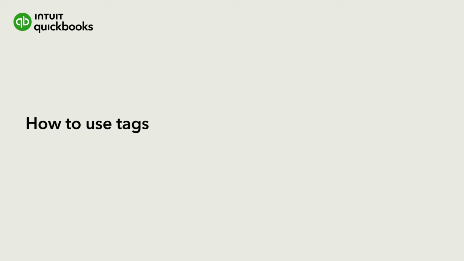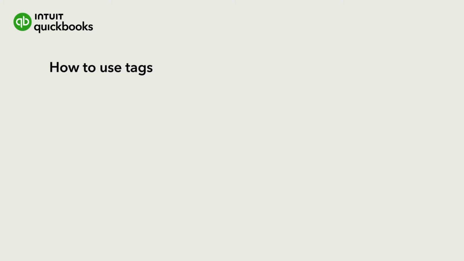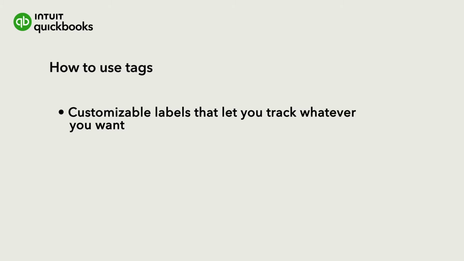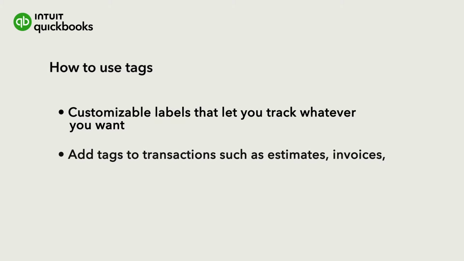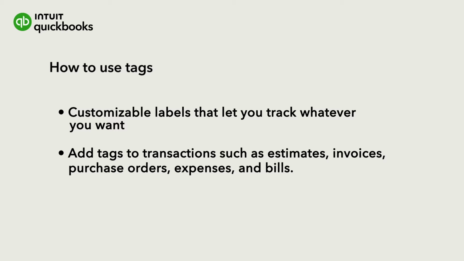Tags are customizable labels that let you track your money however you want so you can have deeper insights into your business. You can tag transactions such as invoices, expenses, and bills. Tags don't impact your books. They're a simple way for you to track and report on the info that matters most to you.